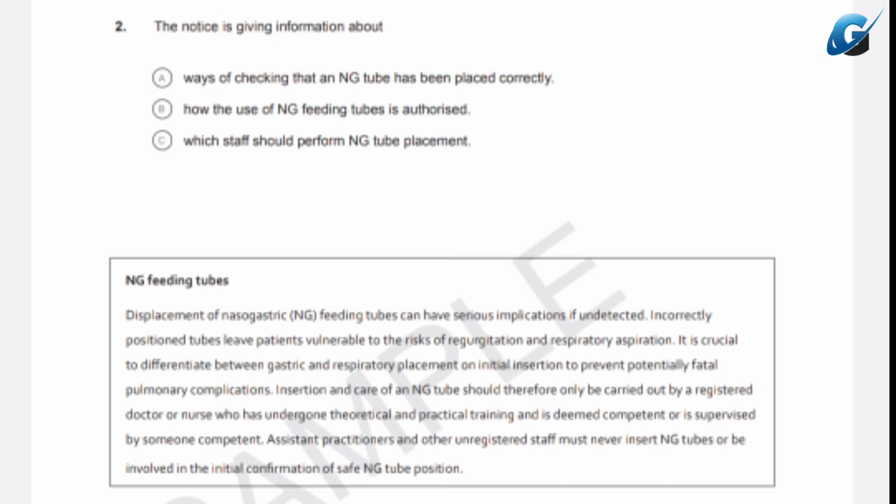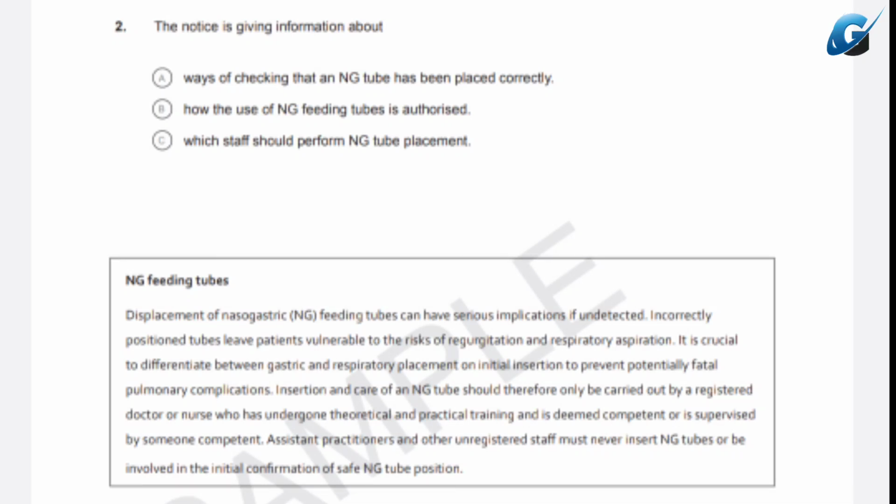The notice is giving information about what is mentioned in the notice. That is the question. Option A, ways of checking that an NG tube has been placed correctly. Option B, how the use of NG feeding tube is authorized. Option C, which staff should perform NG tube placement.